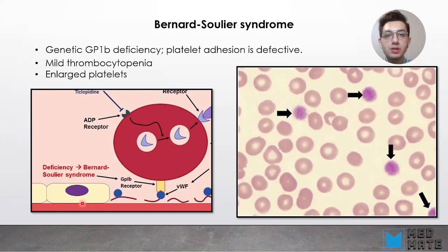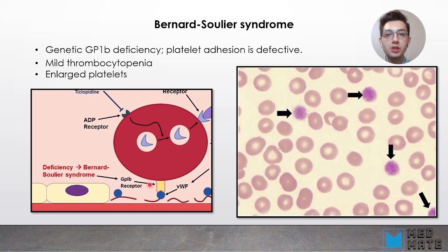Now let's move on to the next syndrome, and that's Bernard-Soulier syndrome. This is caused by genetic GP1B deficiency. I told you that in primary hemostasis, these platelets need to bind with von Willebrand factor in order to get activated. Now this linkage happens via receptors called GP1B. When we are talking about Bernard-Soulier syndrome, we are talking about deficiency of this specific receptor.